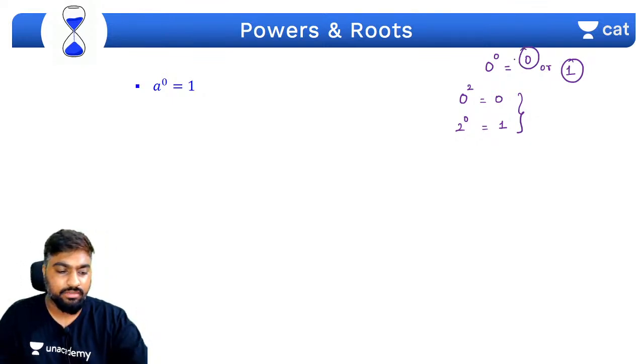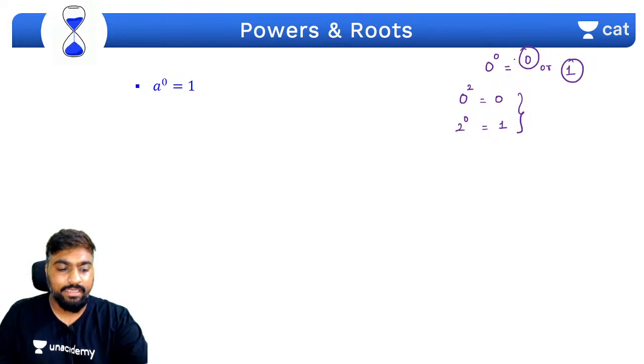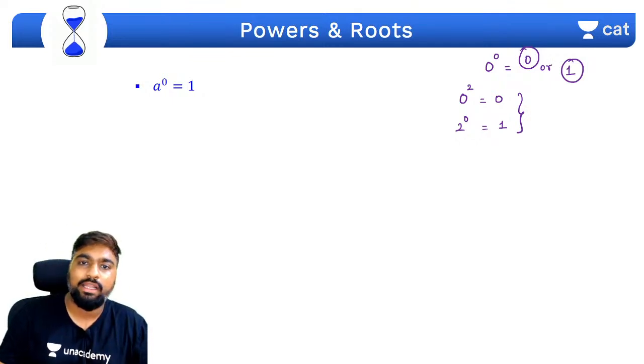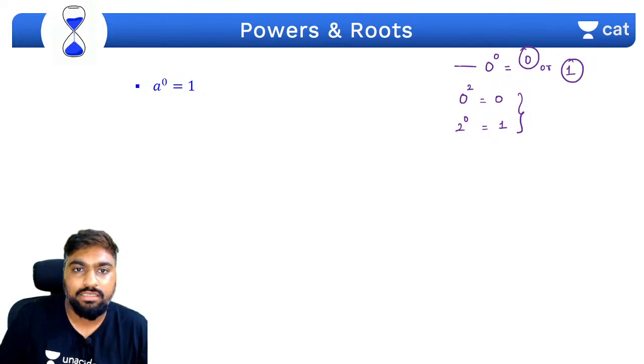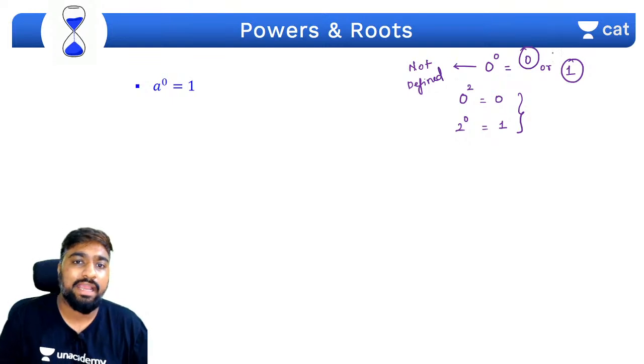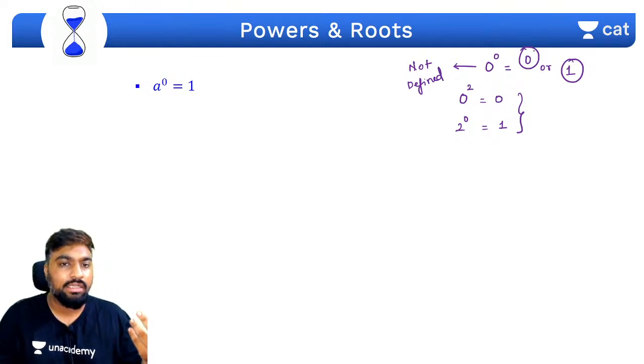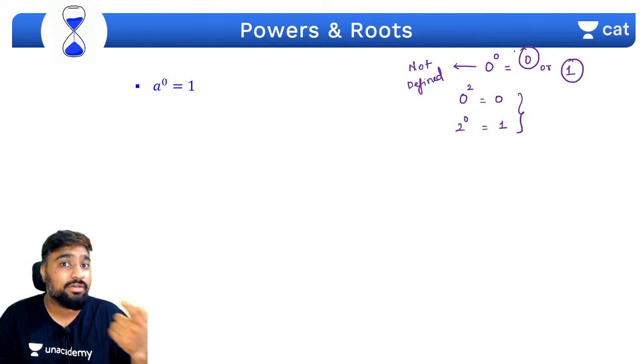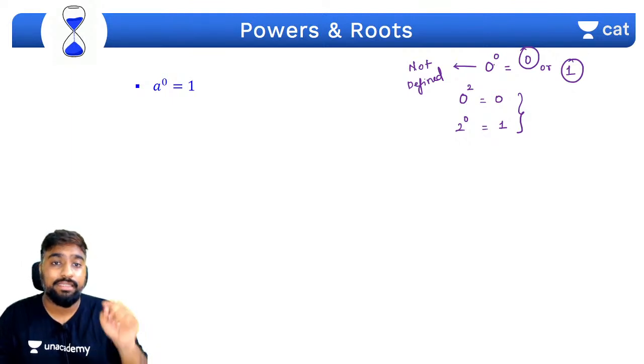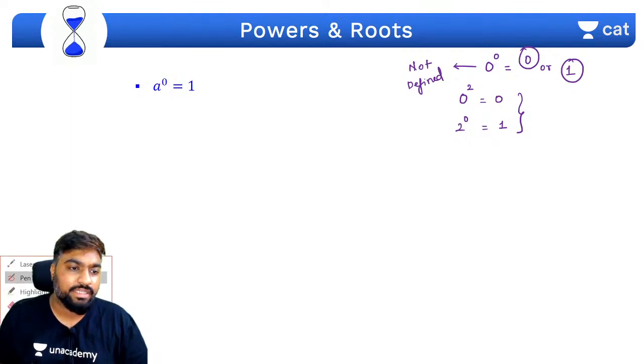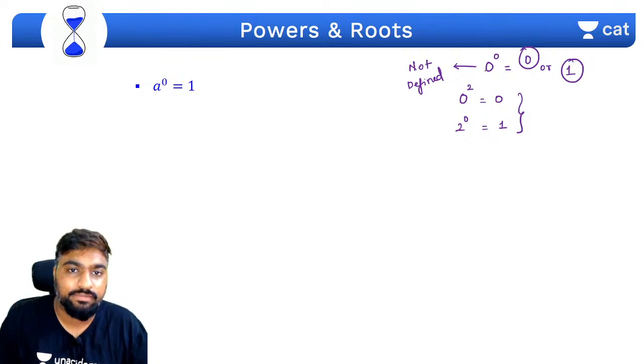That's the confusion, correct? So technically 0 raised to the power 0 has no value. The answer for this will be not defined. I hope you're able to understand this, because 0 raised to any power is 0, that's a rule. Any number raised to the power 0 is 1, that's another rule. But this particular expression is against both these rules.